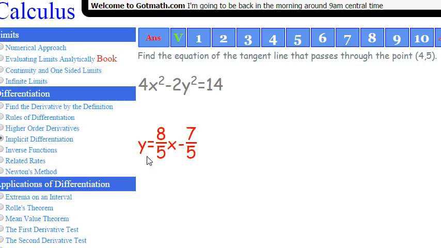Now, as you can see, this is what we're wanting. We're wanting the equation of the tangent line, and this is obviously in slope-intercept form. This is the slope right here in the slope-intercept form. I should probably state that up there. But we need to get busy.